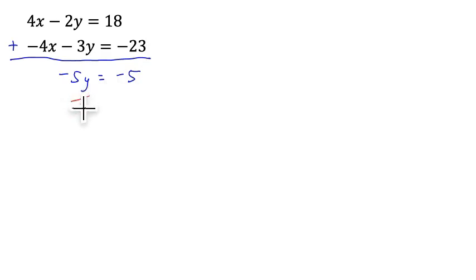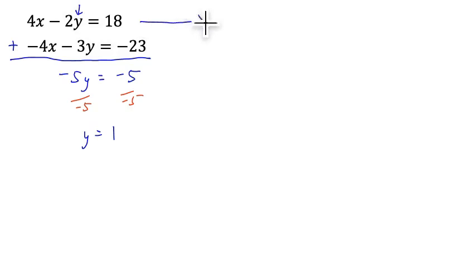I'll just go ahead and divide both sides by -5. And now we know that y equals 1. But that's only half of our answer. We also need to solve for x. So we're going to substitute this 1 in for y into either one of these equations. Now to me, the first one looks a little bit easier. So I'm going to substitute a 1 in for this y.